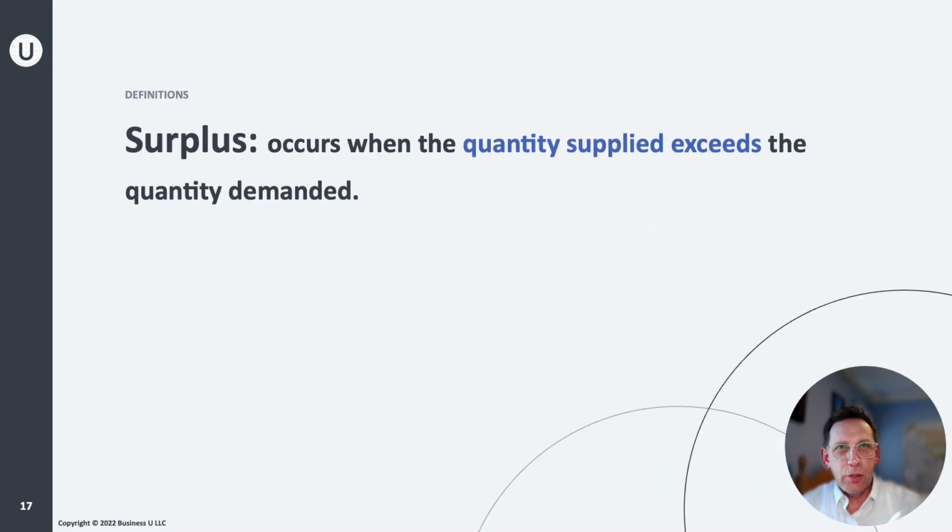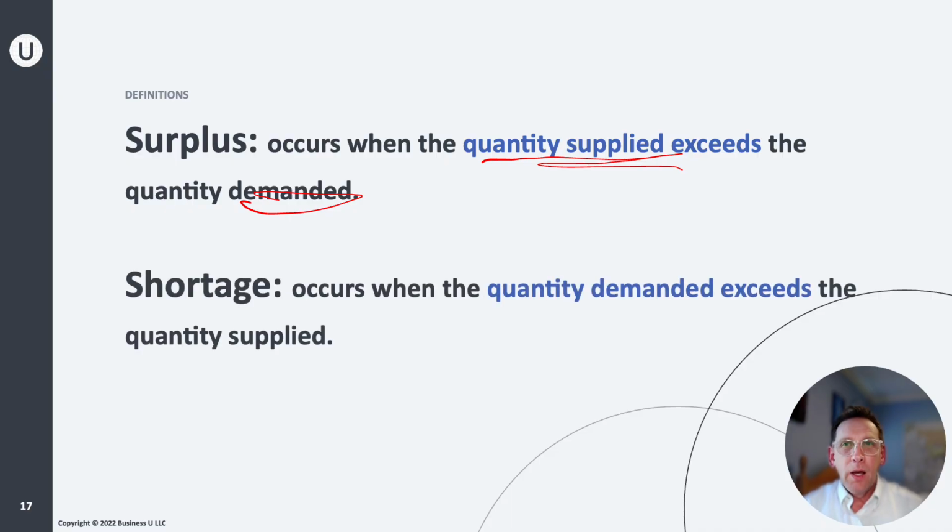So you can have a surplus, and a surplus occurs when your quantity supplied exceeds the quantity demanded. You've got more than what people are actually buying. A shortage occurs just the opposite, when the quantity demanded exceeds what is supplied. Okay, they're opposites. Surplus is when you have more than what people want. Shortage is when you've got more people wanting and you don't have enough supply.